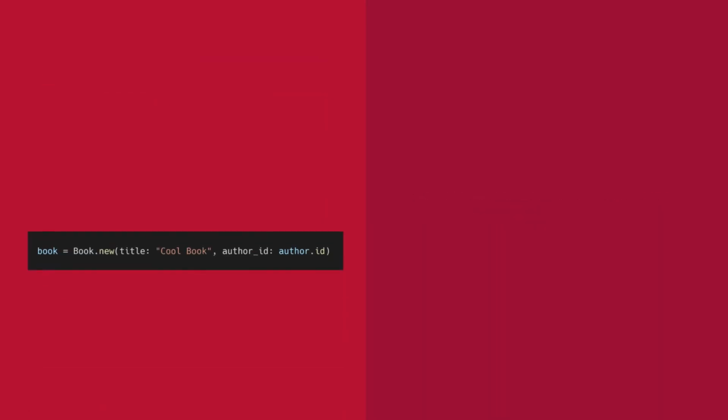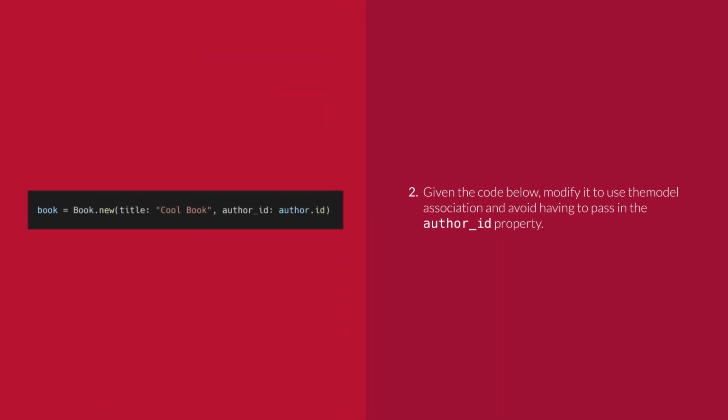Given this next set of code, modify it to use the model association and avoid having to pass in the author ID property.